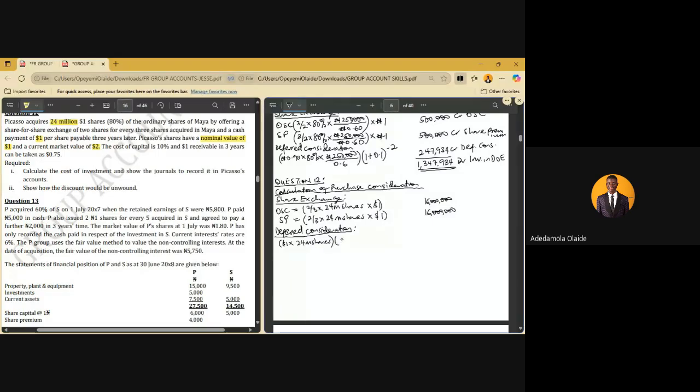into bracket, we can either do 1 plus 0.1 as we are used to, 1 plus 0.1 raised to power minus 3. Or we can as well do $1 multiplied by 24 million shares, then multiply it by, they told us $1 receivable in 3 years' time is 75 cents. 75 cents will arrive at the same thing. The only difference we can have is approximation error.